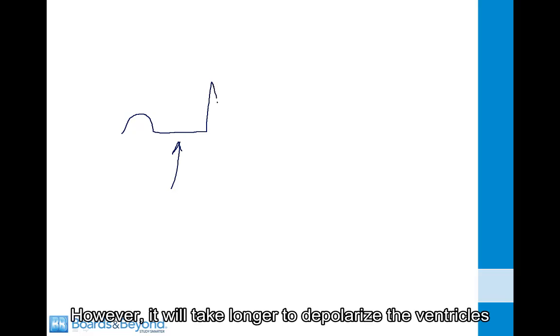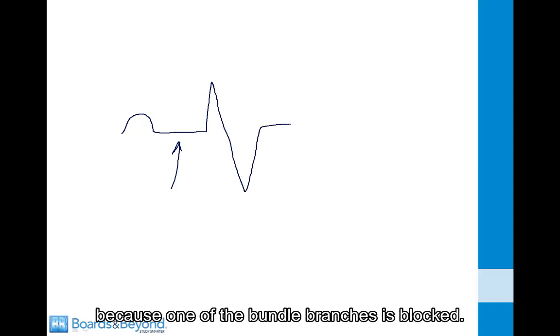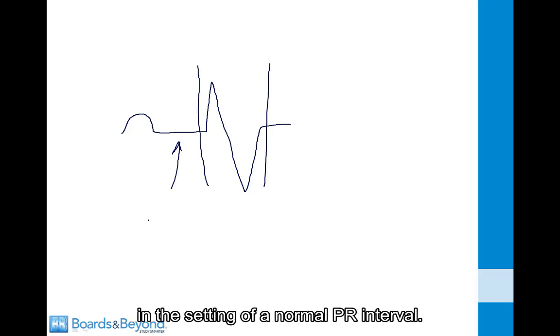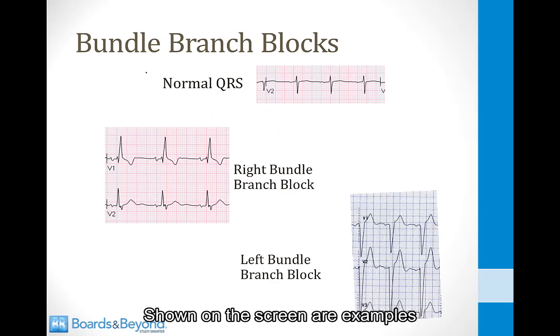However, it will take longer to depolarize the ventricles because one of the bundle branches is blocked. This will result in a prolonged QRS complex in the setting of a normal PR interval. Shown on the screen are examples of a right and left bundle branch block.